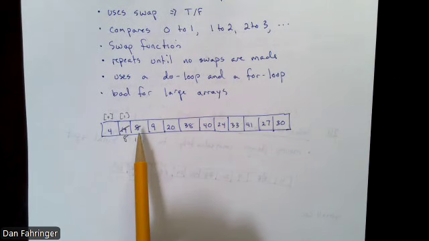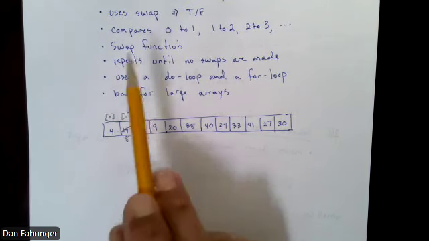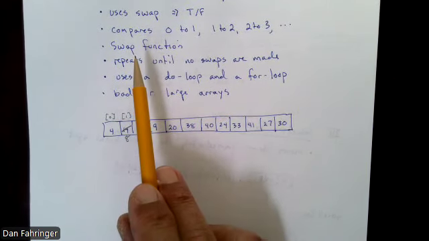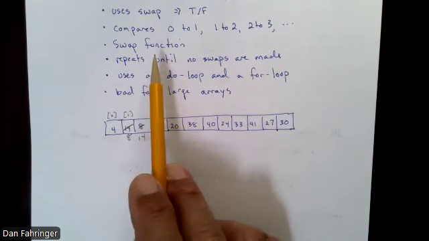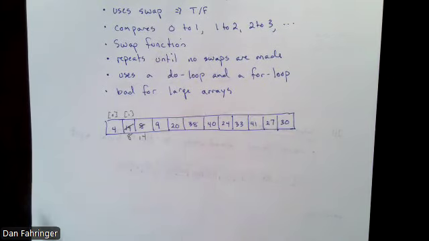Guess what? Since there was a swap, my swap was made true. So swap started out as false. There's a swap, so that means I'm going to do it again.